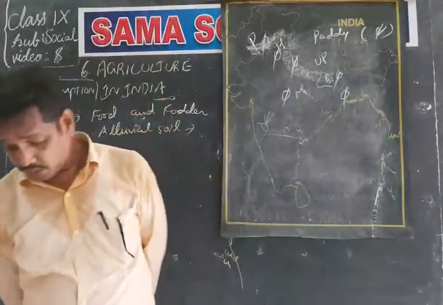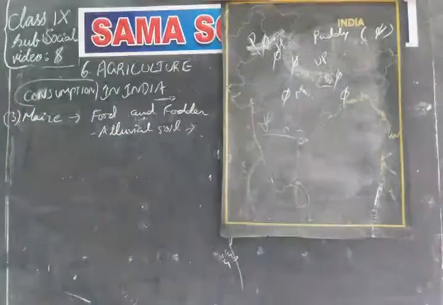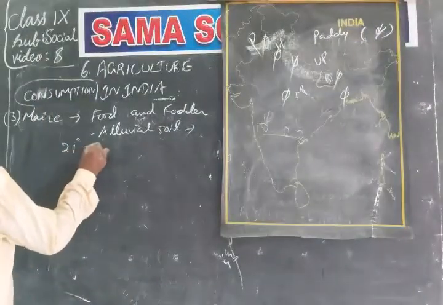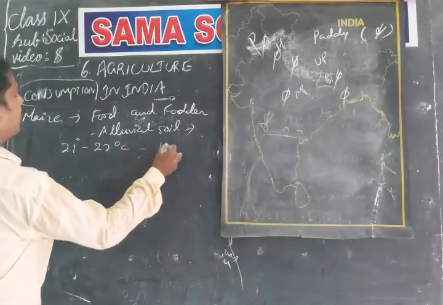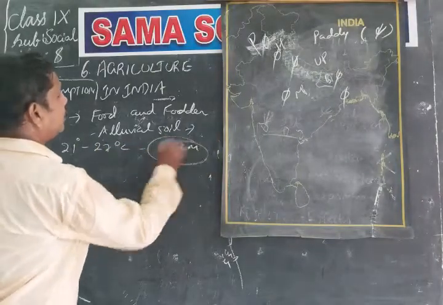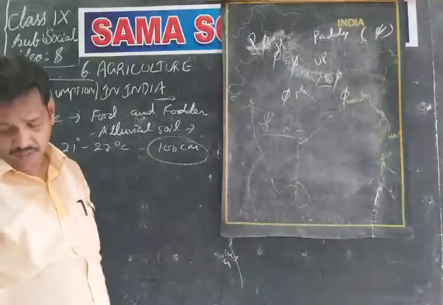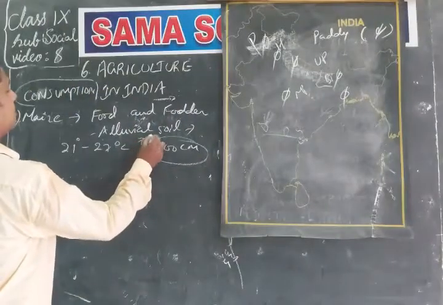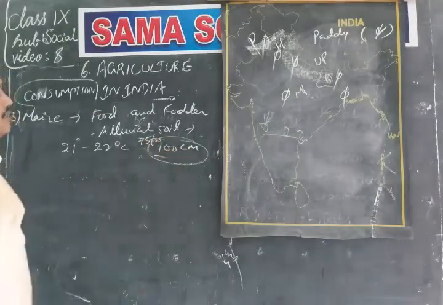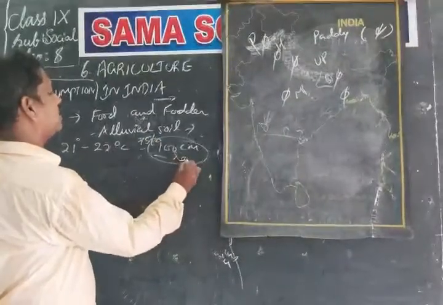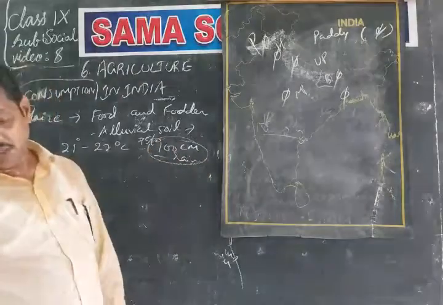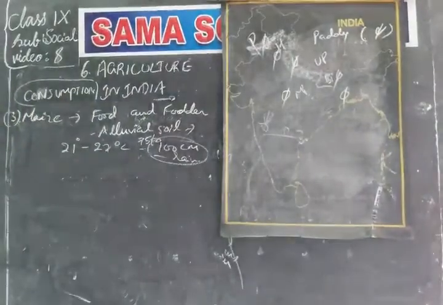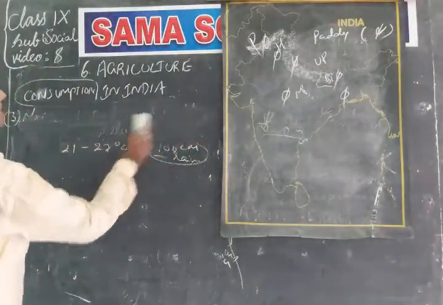Wherever we find alluvial soil, there we rear this crop. Okay, children. Next, what type of temperature do we require? We require 21 to 27 degrees centigrade temperature, and 75 to 100 centimeters of rainfall is necessary for rearing this crop. And millets, pulses, sugarcane, oil seeds are other crops we are rearing in different seasons, children.